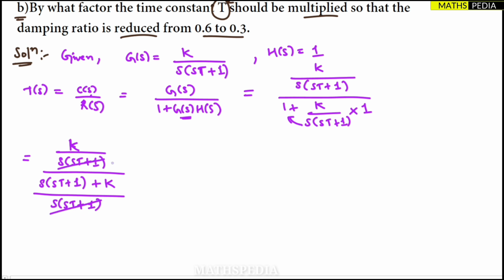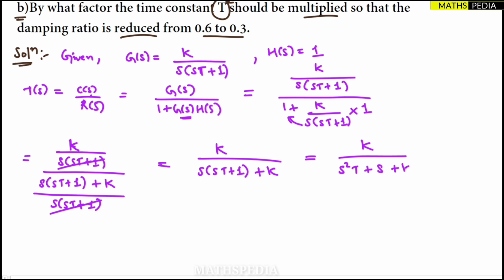This and this get cancelled. What is the remaining thing? K divided by s into (sT plus 1) plus K. So this is the remaining thing. Can I open the bracket? So it will be K divided by s into sT is s squared T, plus s into 1 is s, plus K. Okay, I hope you got it.